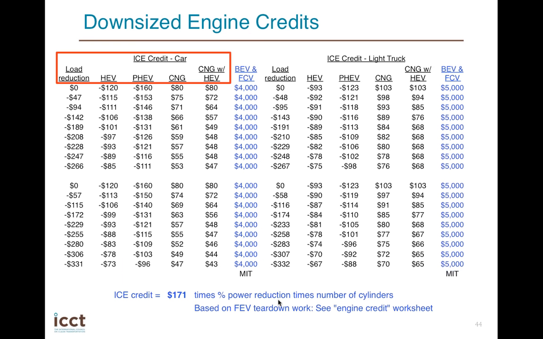I have a bunch of detailed cost charts. I'm not going to go through these. I just want to show you how the costs were assessed.